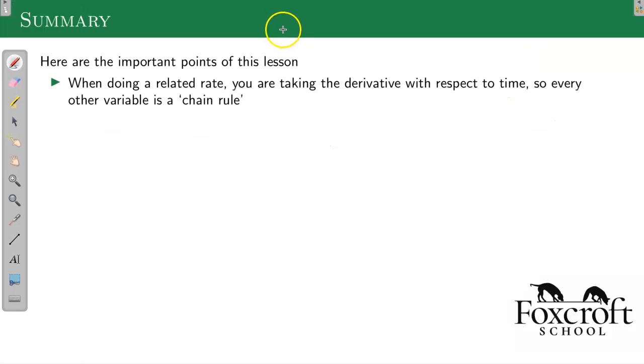The important thing to remember is that when doing a related rate, you're taking the derivative with respect to time. Time's not normally in the equation, so pretty much every variable is a little chain rule where you take the derivative of the thing normally, and you have to put that dx/dt at the end.